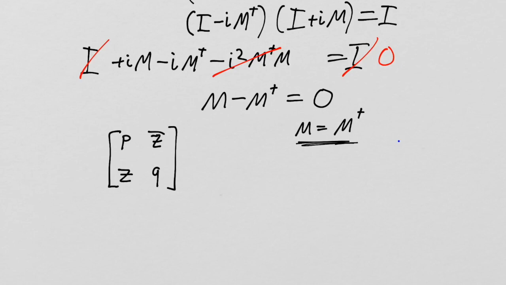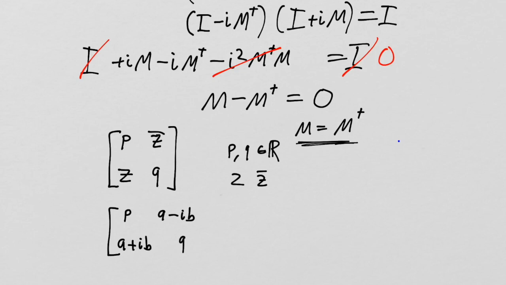It tells us that p and q must be real, and z and z bar have to be two numbers that are complex conjugates to each other. So I can actually rewrite this matrix as p, a plus ib, and then a minus ib because I have z bar down here. So z would normally be a plus ib for an arbitrary complex number, and then q. All right, so that matrix should satisfy this property.